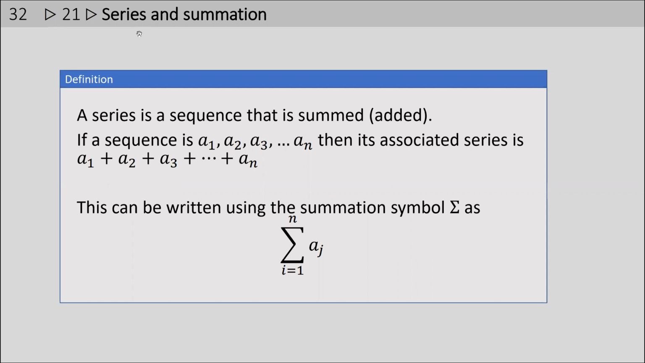So we're dealing with series, and now it's time to deal with summation over the elements that belong to a series. The series is a sequence that is summed. If this is the sequence A1 followed by A2 followed by A3 until AN, its associated series is A1 plus A2 plus A3. So it's a summation over all elements inside the sequence.